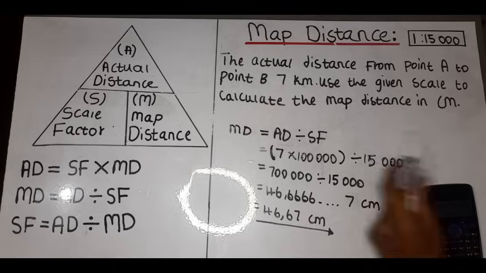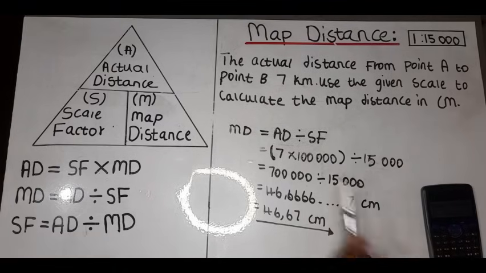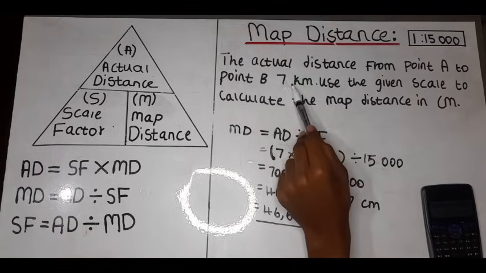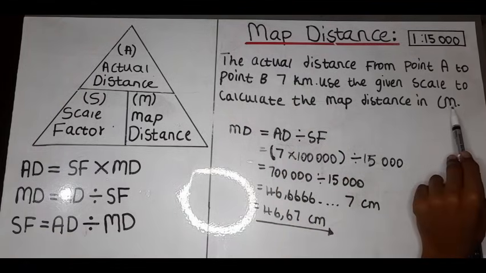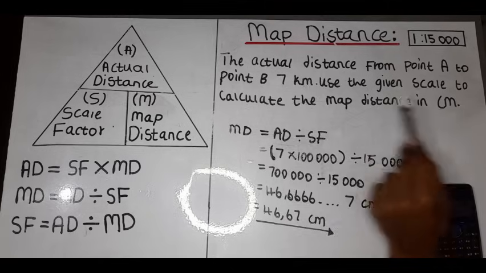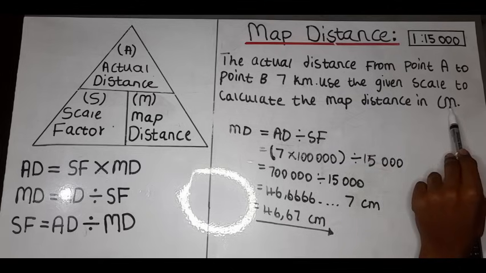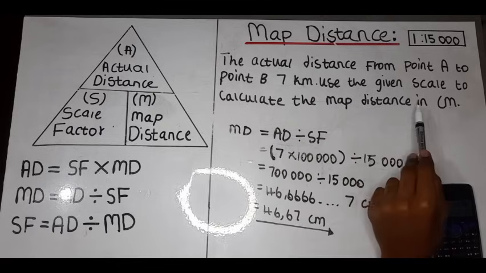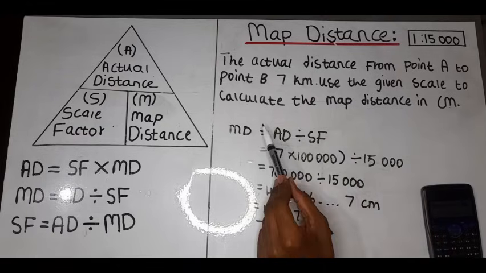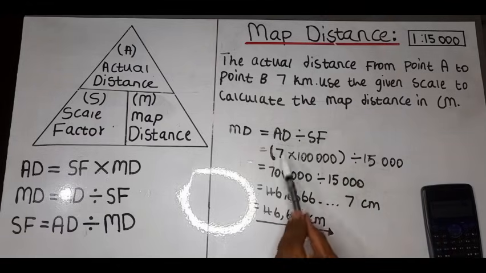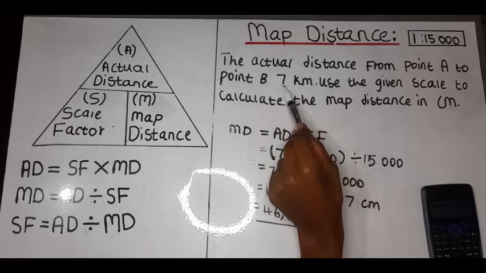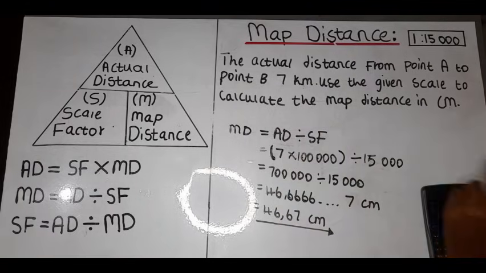So what you should know about map distance is that when you are calculating the map distance, you have to convert your actual distance to the required unit of measurement, right? So your answer should be in centimeters, and you've been given your actual distance in kilometers. So before you can go to the answer, you have to take the 7 kilometers and convert it to centimeters.